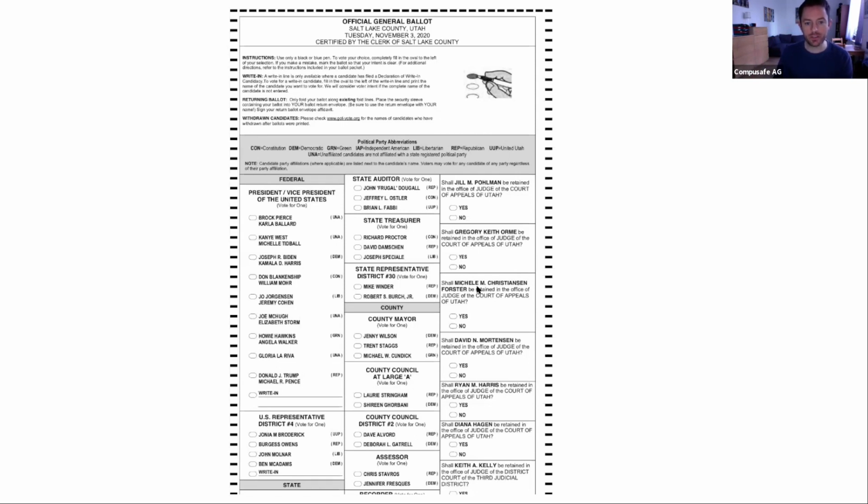So we also had state offices and county offices that we had to vote for. And you can see here, state representative. So that would be like the Landtag. District 30, Mike Winder. That's my brother.